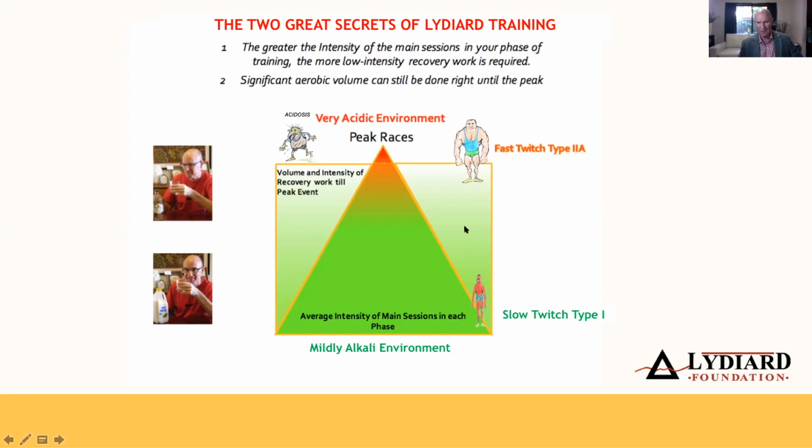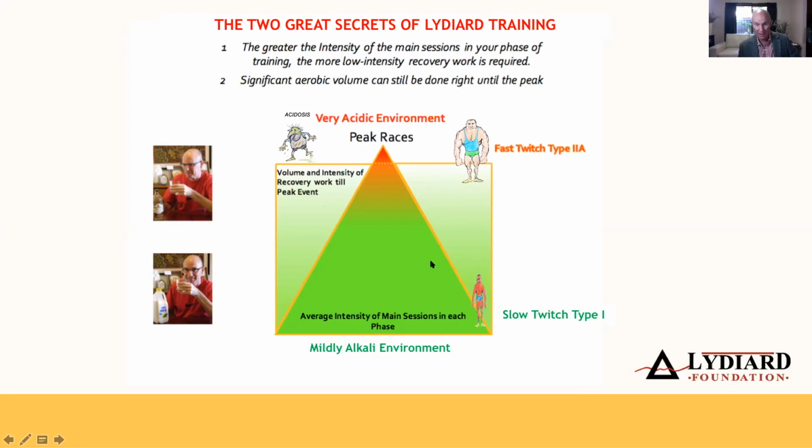So as you go through a season, this represents the intensity and volume of the main sessions. As you do harder and faster workouts, the volume of the sessions, represented by the cross-section of the pyramid here, gets less and less. And when you're nearing your absolute peak, you tend to drop off your recovery running. But this represents the volume of recovery running.